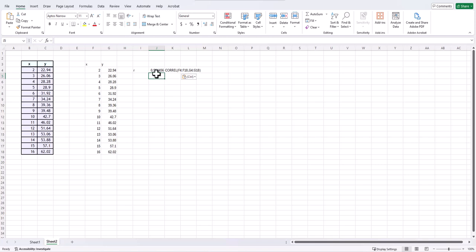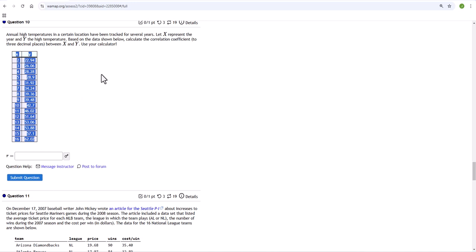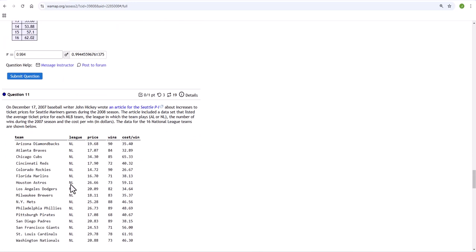So this is 0.9944. And we were looking for 3 decimal places. So 0.9944. There, you can see it kicks out the whole thing.